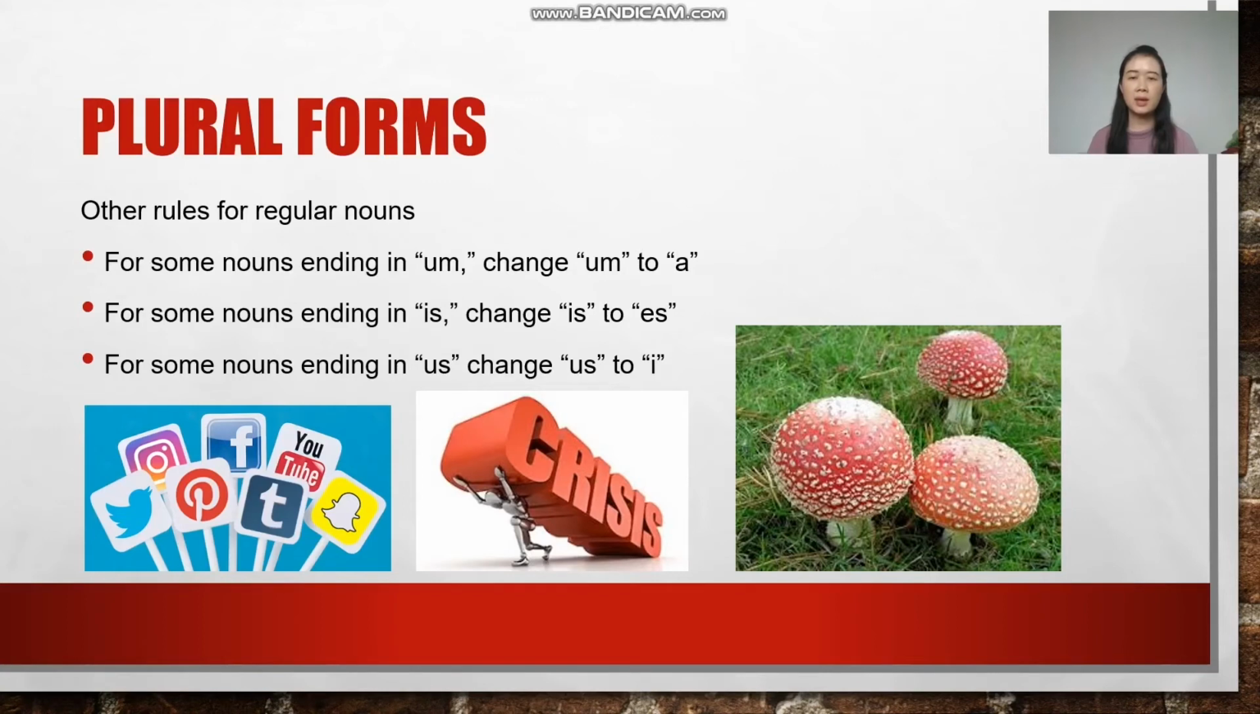Next one, the word crisis. That is the singular form. And if it is the plural form, that will be crises, but change from is to es. And the last one, that is called fungus. Fungus. And they need to be changed to fungi instead as the plural form. Interesting, right? And these are rules for regular nouns.